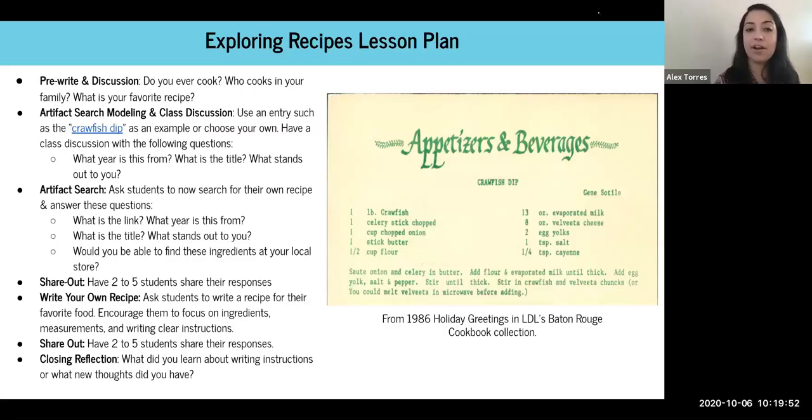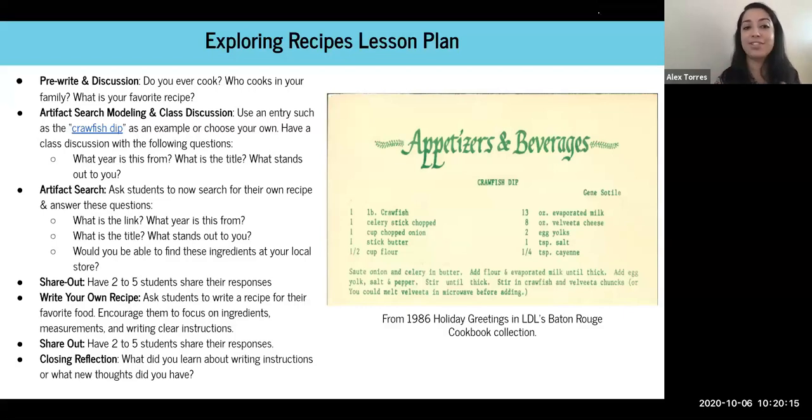And once they have their own artifact, again, having them think critically: what year is this from, what might be the context, what's the title, what's standing out to them? And thinking, is this old enough that it might be challenging to find these ingredients in the store, or is it recent enough that you could go right now and pick out these recipes, right?